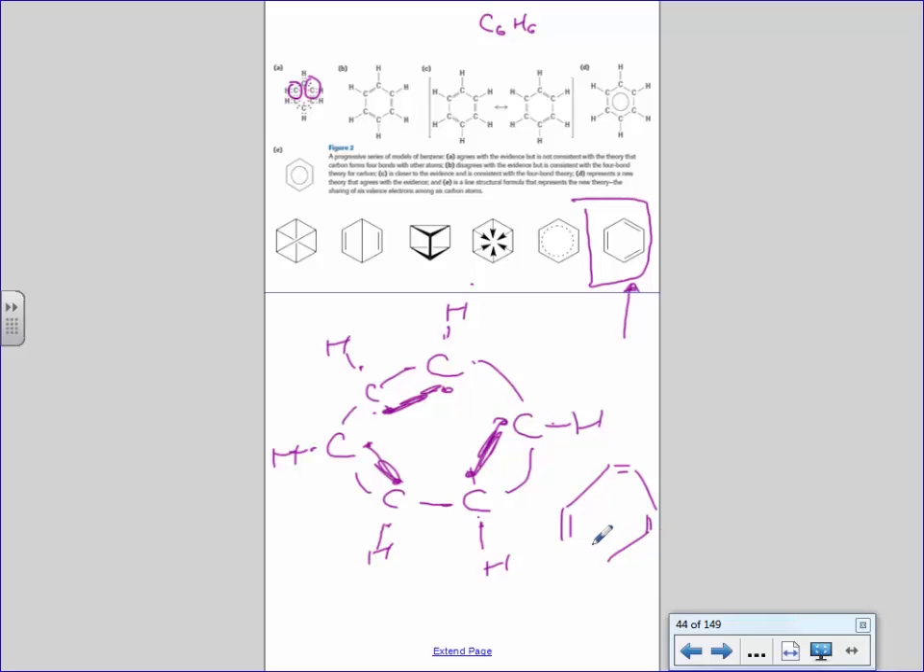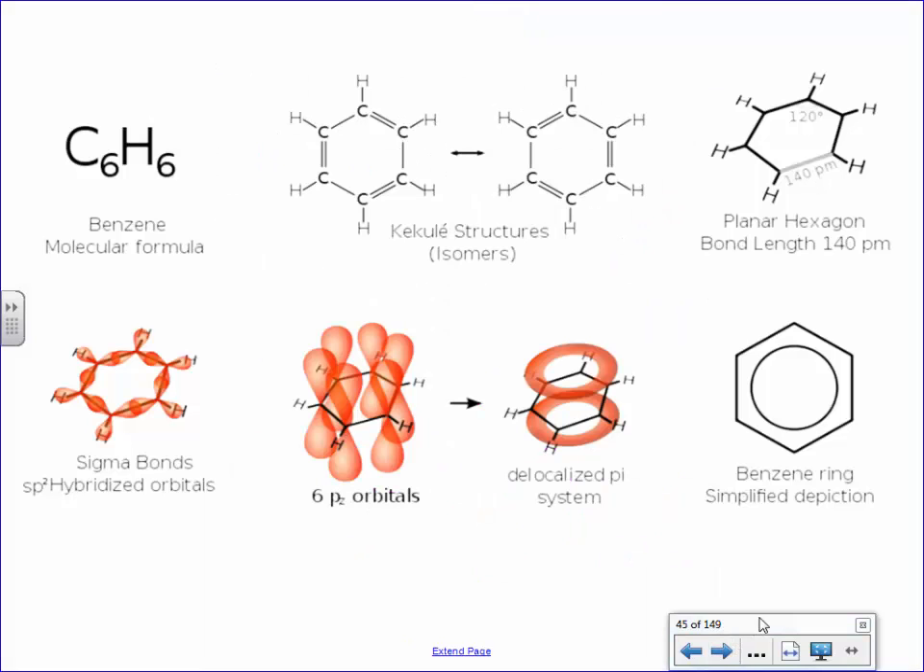Is there anything else you could add to that, or do you know more about benzene? Oh yeah, then let's not even go that far. Yeah, fair enough. Okay, so here's what you guys need to know then.